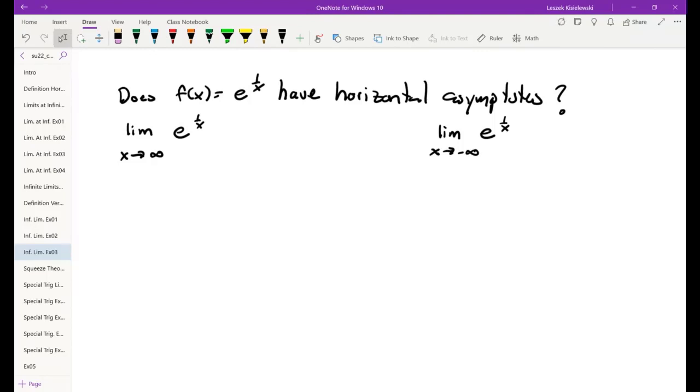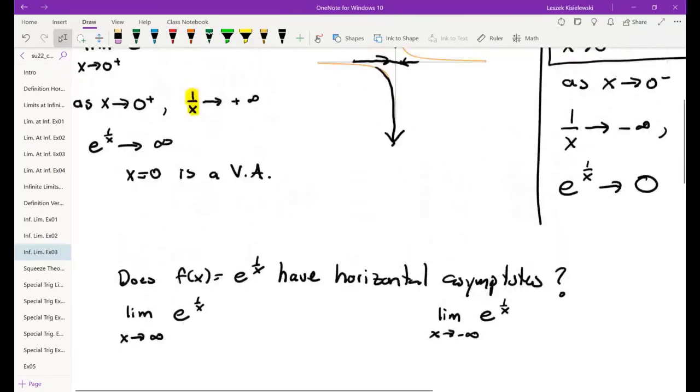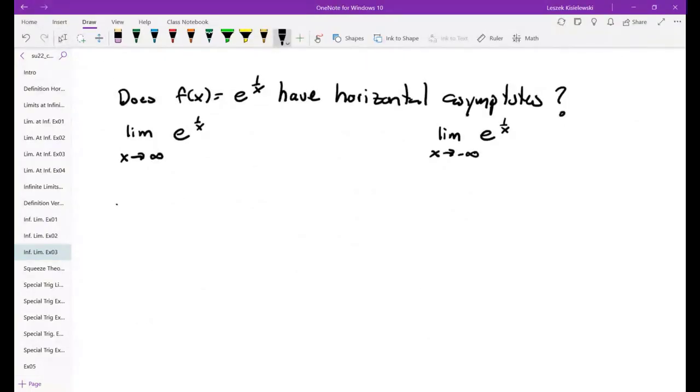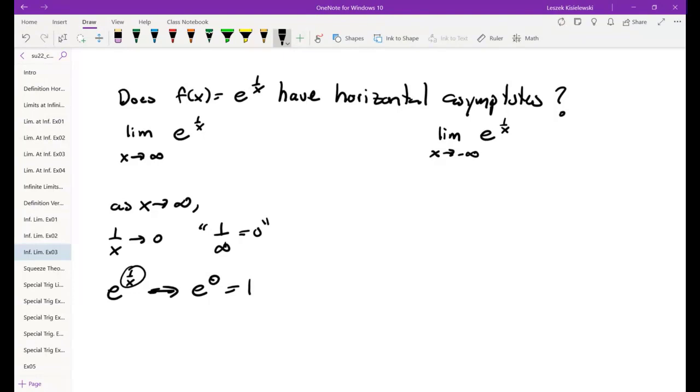So, I mean, that's the same reasoning. We see that as x goes to infinity, 1 over x is going to go to 0, right? Because you get something like 1 over infinity, that's like 0 at the limit. And therefore, if the argument of our exponential function goes to 0, we're going to end up with e to the 0, so 1. So here the limit is 1, so we see that y equals 1 is a horizontal asymptote, because you get a finite limit.